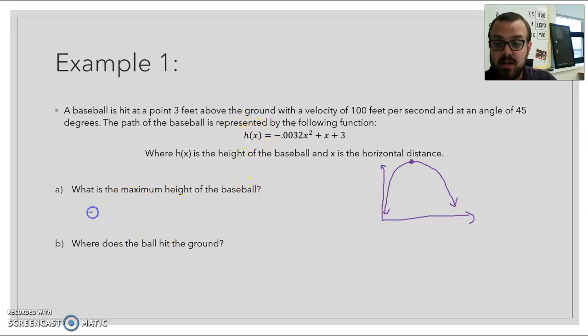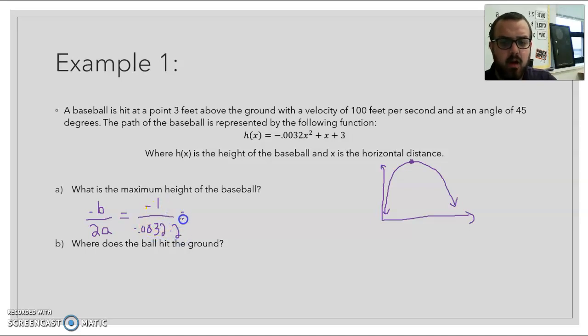So I'll go ahead and do negative b over 2a to find out where that maximum height is going to occur, and then plug it in to figure out what the maximum height is. In this instance, that's going to be negative 1 divided by negative 0.0032 times 2.